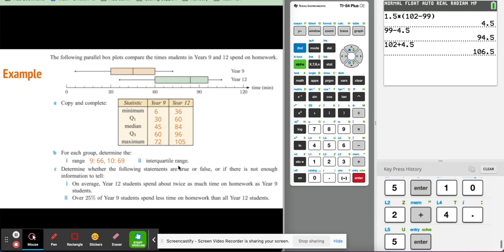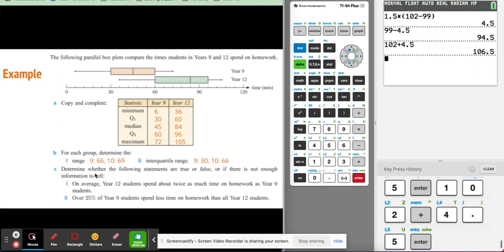Interquartile range is Q3 minus Q1. So make sure you do that subtraction. For grade 9, it's 30. And for grade 12, it's 66. Sorry about my grade 10 here. I'm going to change that.